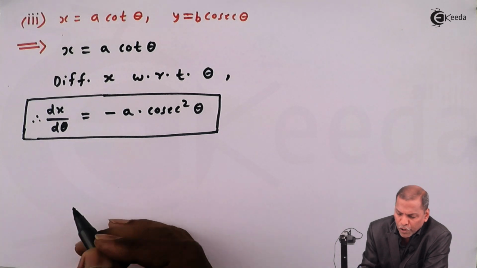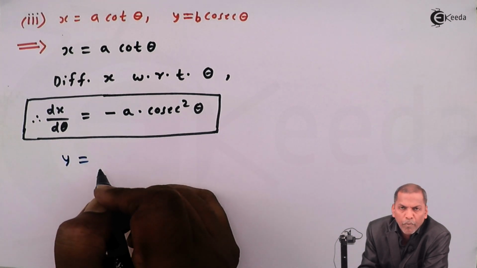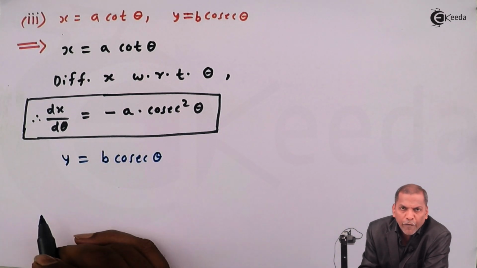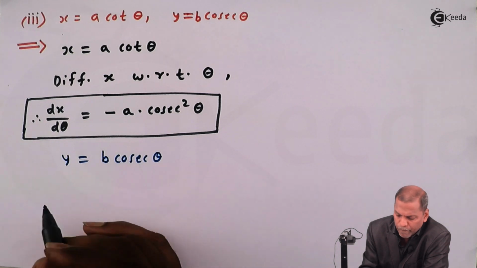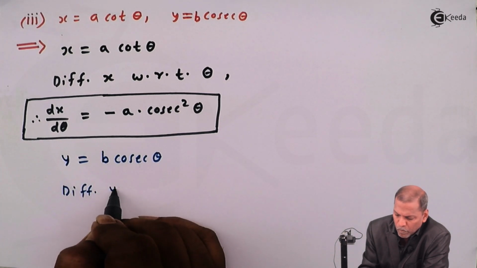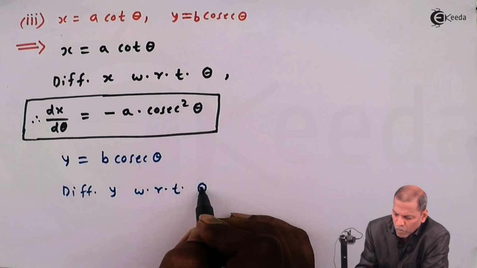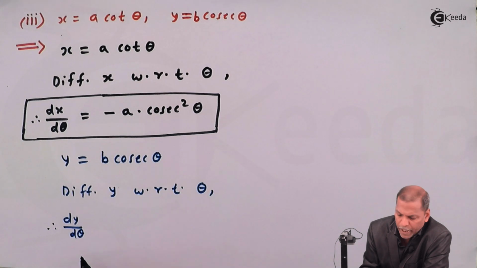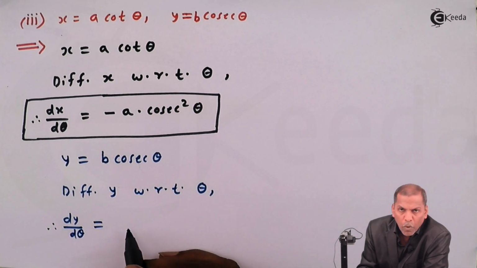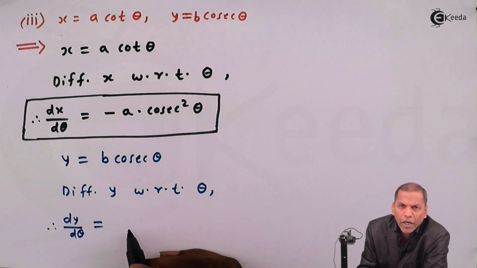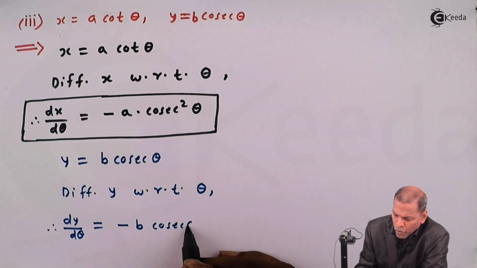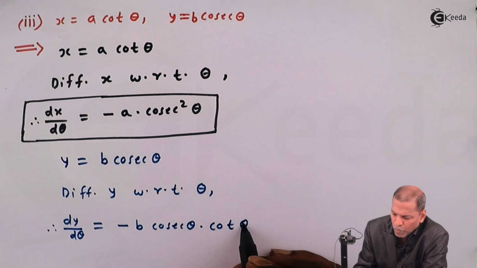Now we consider the second function, that y equal to b into cosec theta. Now differentiate y with respect to theta, we get dy upon d theta is equal to, now b is a constant term, so we write it as it is, and the derivative of cosec theta is minus cosec theta into cot theta. So the final answer is minus b cosec theta into cot theta.